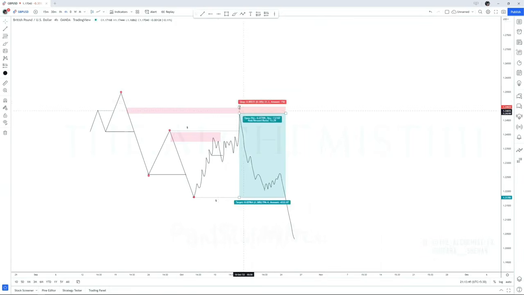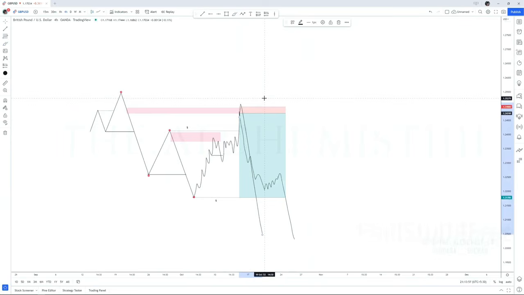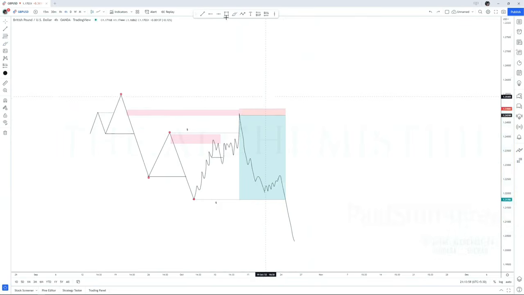So yeah, I recommend you do this until you find consistency with it, because there are times when price wicks us out of the trade, and then it goes in our direction. That happens sometimes, but yeah, this is what I do.